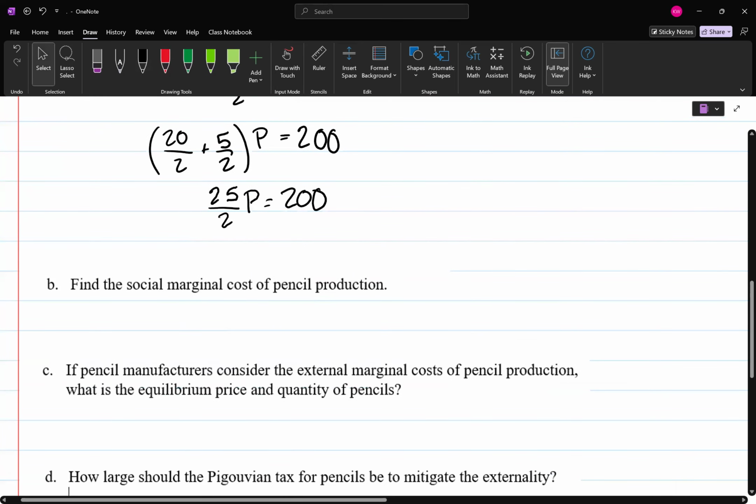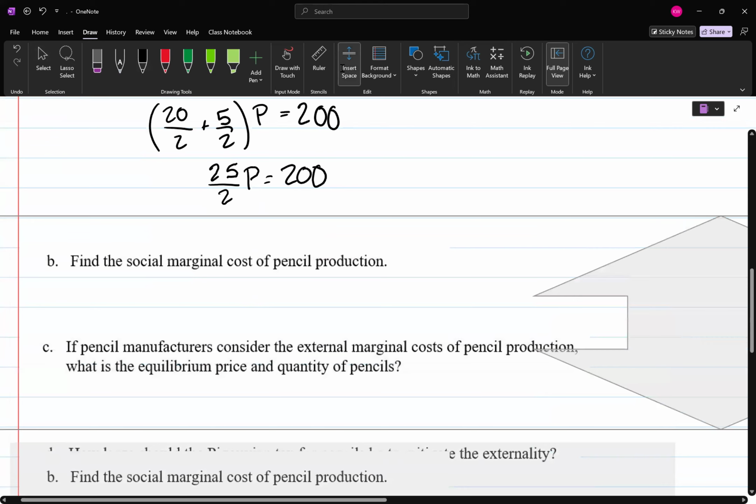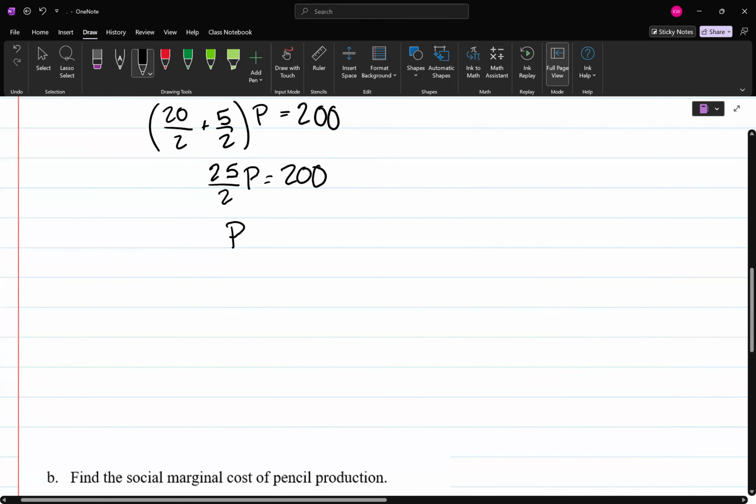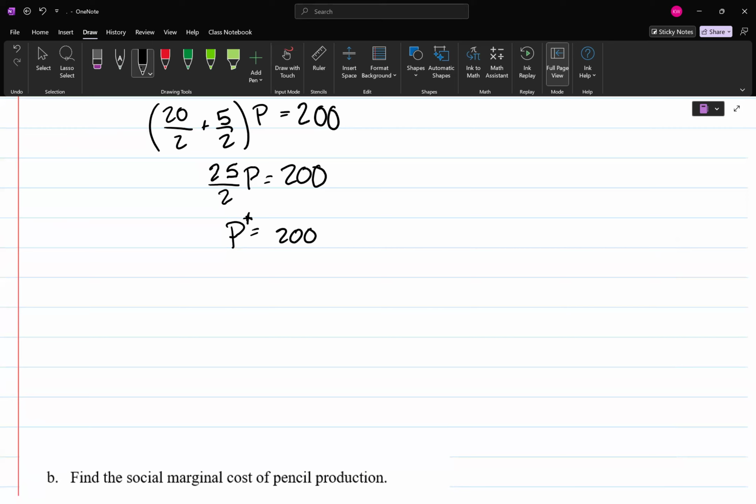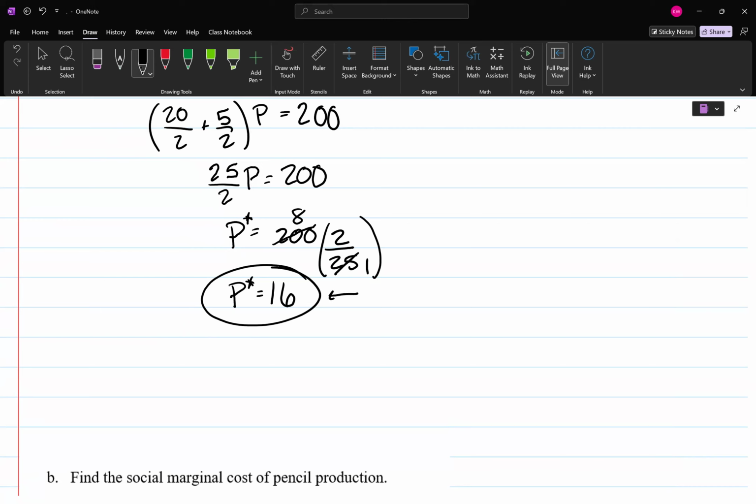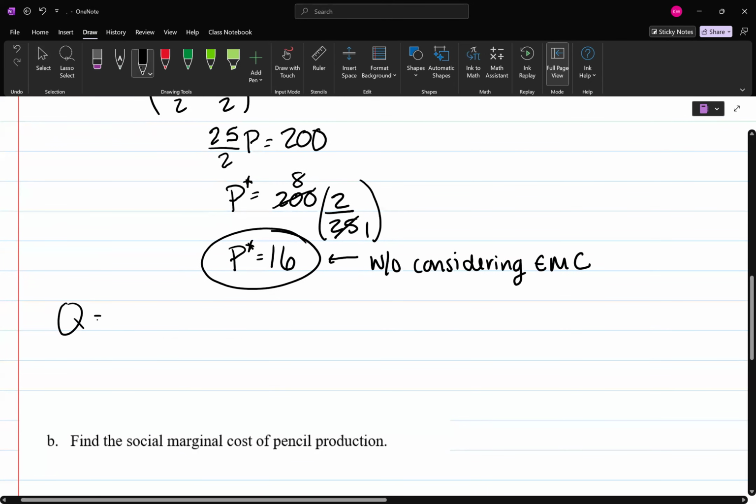Then we'll multiply both sides by the reciprocal of 25/2, so by 2/5, such that we get our equilibrium price is equal to 200 times 2 over 25. 25 goes into itself once. It goes into 200 8 times. 8 times 2 is going to give us an equilibrium price of 16. All right, so that is our equilibrium price without considering the external marginal costs.